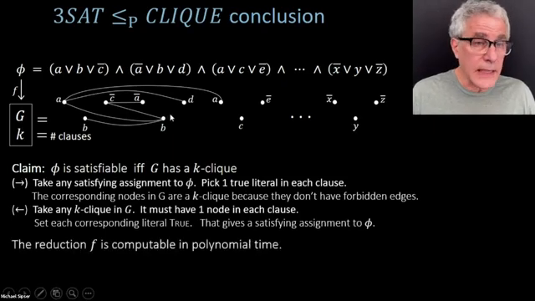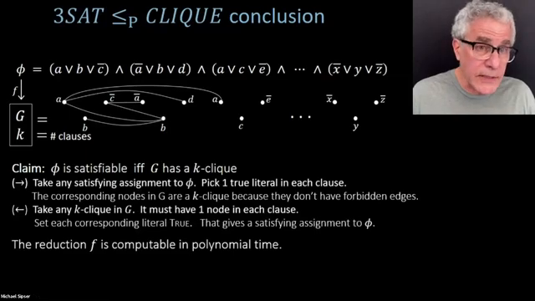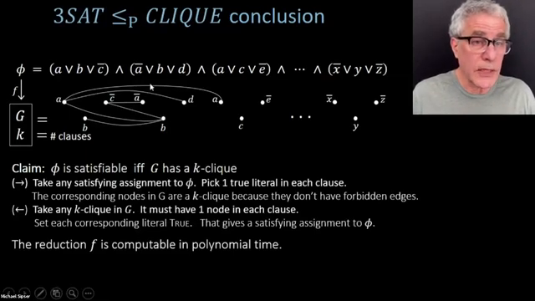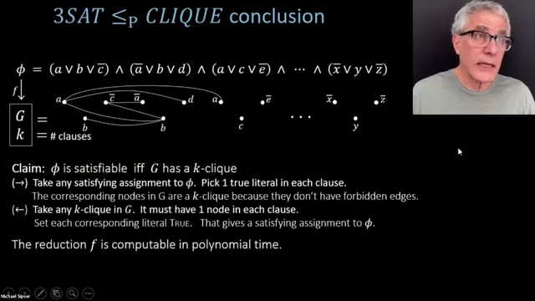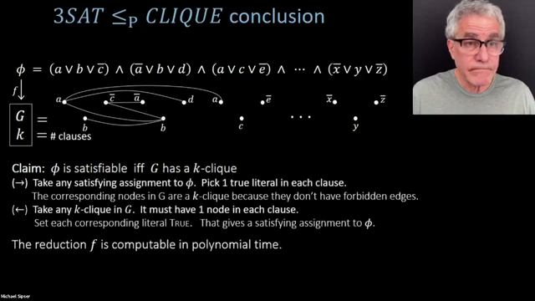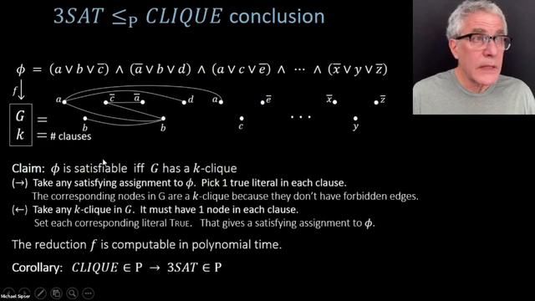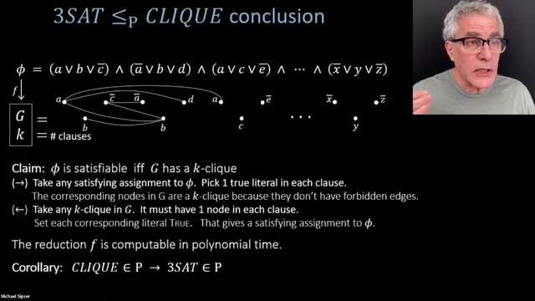And lastly, I claim, and we're not going to look at this in detail, that it's kind of obvious that this reduction can be done in polynomial time. Namely, if I give you that formula, you can write out that graph pretty easily. There's no hard work in writing out that graph or counting up the number of clauses. So that's the proof that I can reduce 3-SAT to clique.